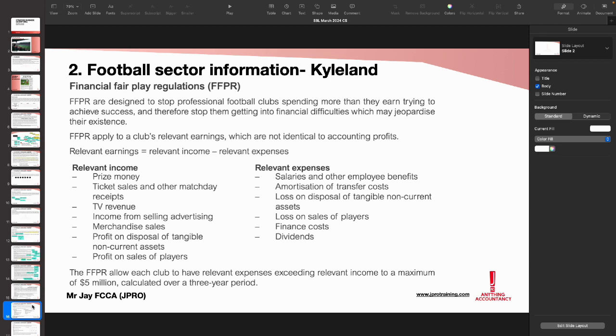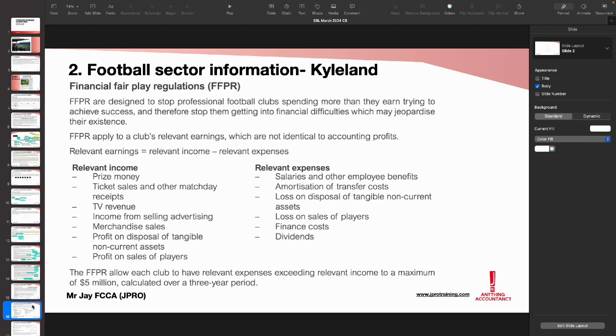You got your prize money. You got your ticket sales and other match day receipts. You got TV revenue, income from selling ads, merchandise sales, profit on disposal of tangible non-current assets, and profit on sale of players. Okay, those are all your income.